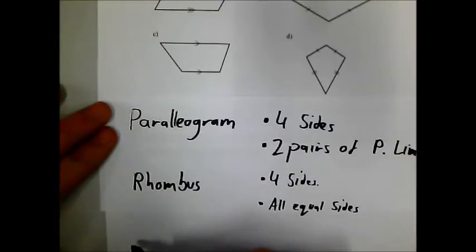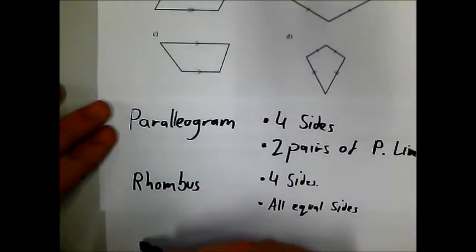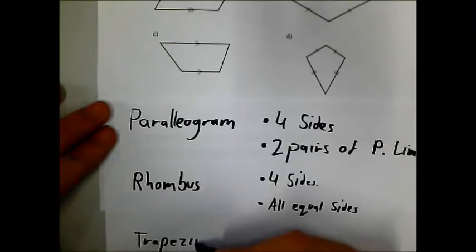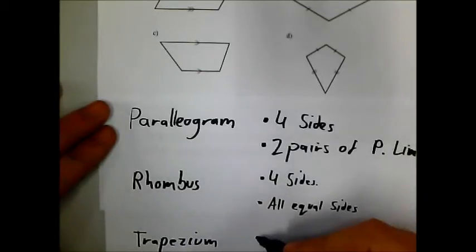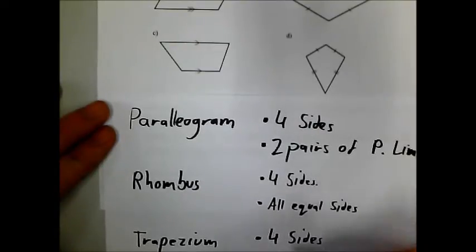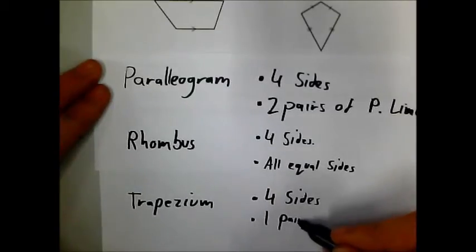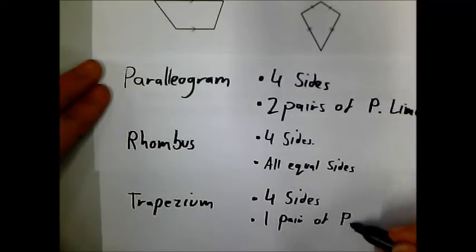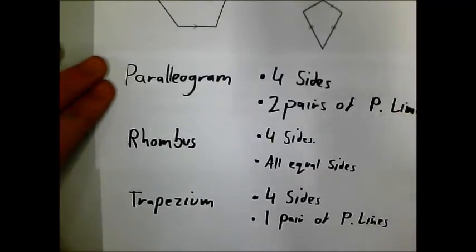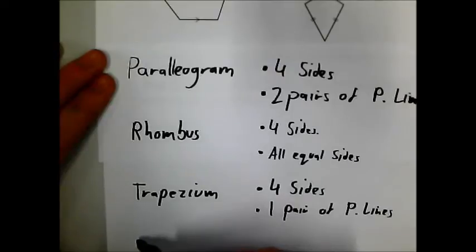Okay, for number C, this one is a trapezium. And it's a trapezium because it has 4 sides, and it has 1 pair of parallel lines. And that's it.